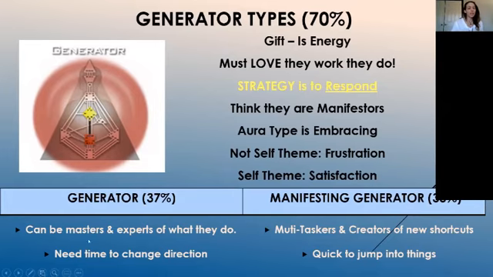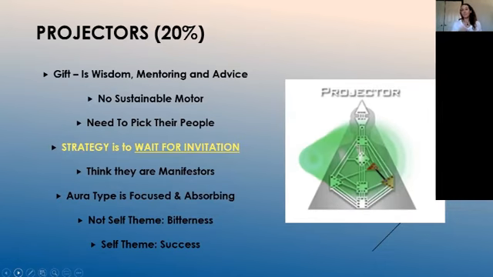All right. So that's 70% of our village we just talked about. We don't have any projectors on our call, but I'm sure all of us know projectors in our life. Projectors are about 20% of the people in the town. Projectors are people who, when you actually meet them, are very charismatic. They are quite talkative when you're with them, and they seem to have a lot of ideas and a lot of opinions a lot of times. Their gift is in wisdom, it's in mentoring, it's in giving advice.